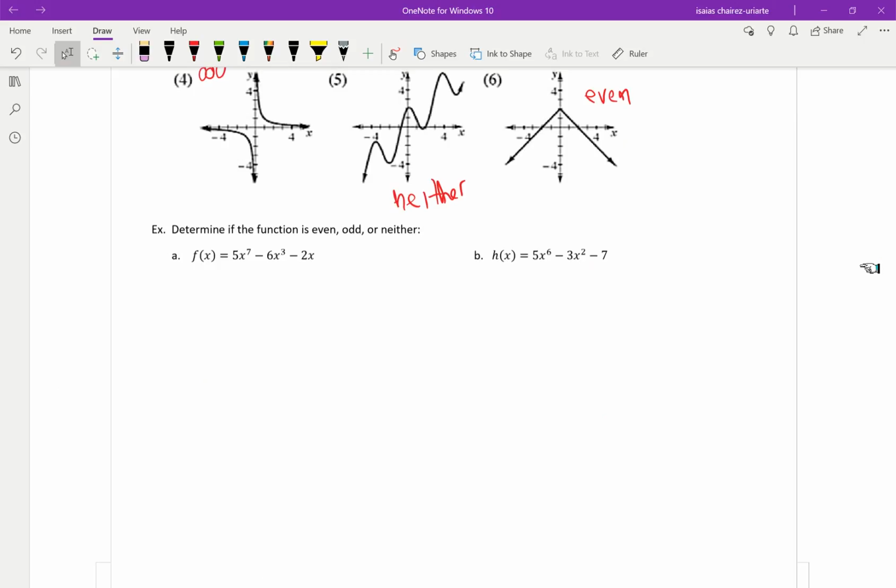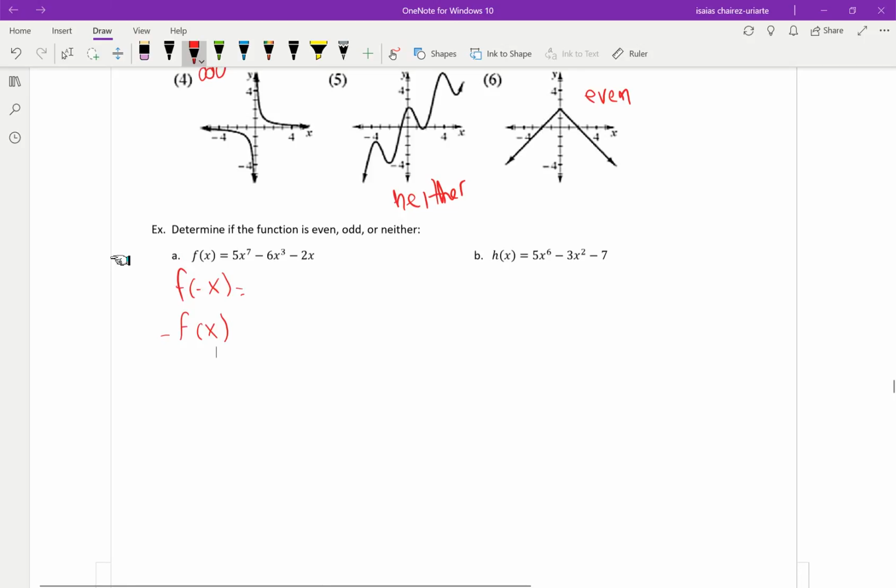Alright, so hopefully now you know if they're even, odd, or neither. Let's just compare answers. So I'm going to do part A. I want to determine if this little function is even, odd, or neither. In order to do that, I'm going to compute a few things. I'm going to compute f of negative x first. I'm also going to compute negative f of x. And then I'm going to do some comparisons.